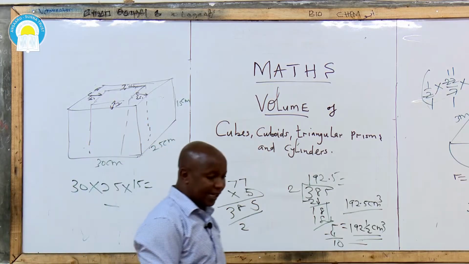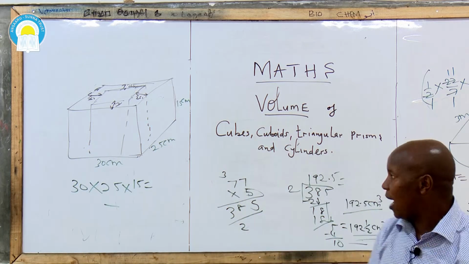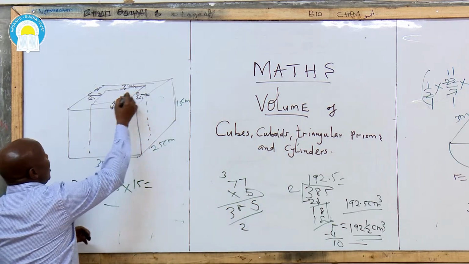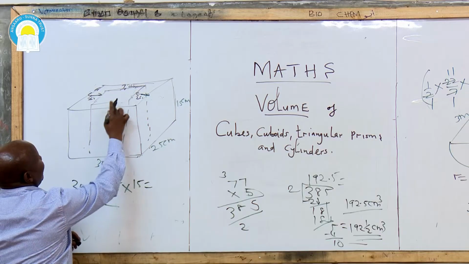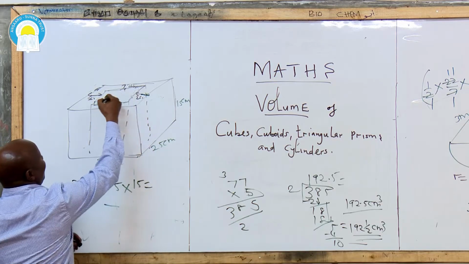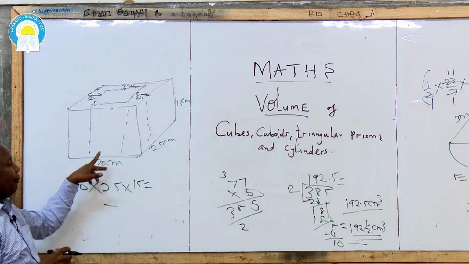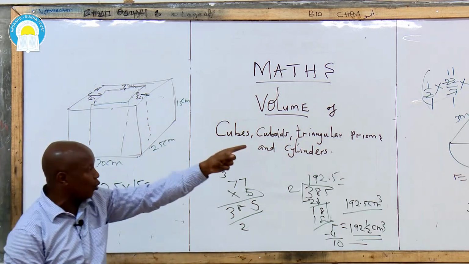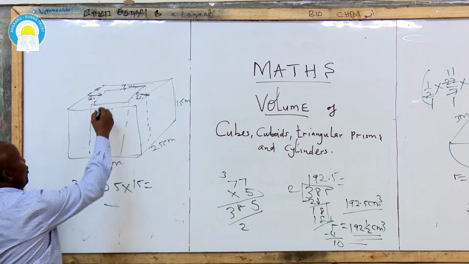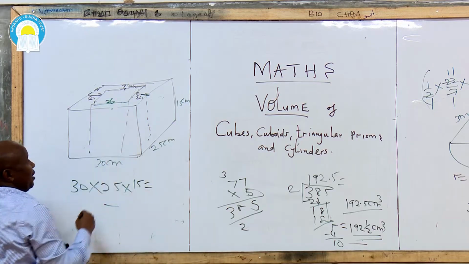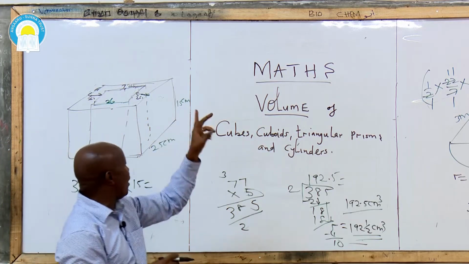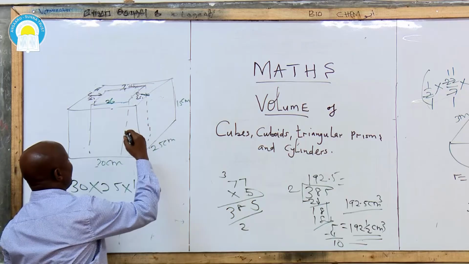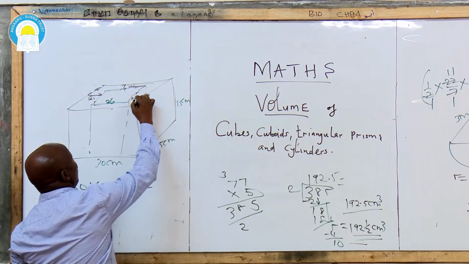And I want to note very clearly how to get the measurements. We are told the margin is 2. So if the length is 30, you have to minus 2 and the other 2 on the other side, so that you get the length of the hole. 30 minus 2 is 28, minus 2 the other side, so here we are left with 26 centimeters. Whatever you do to the length, you also do to the width. 25 minus 2 and again minus 2 the other side, you are left with 21. The width here is now 21 centimeters.